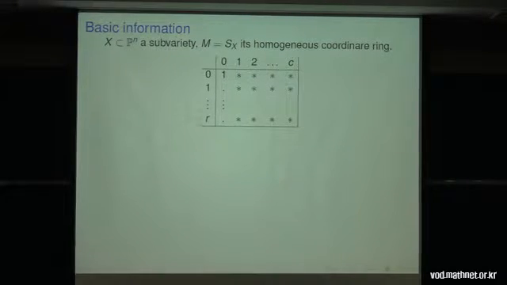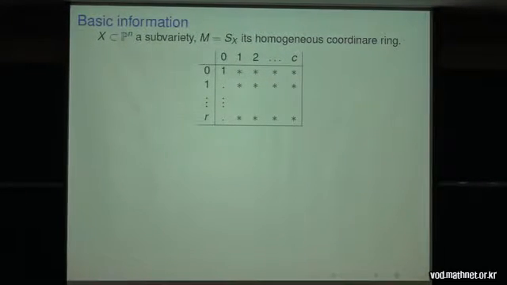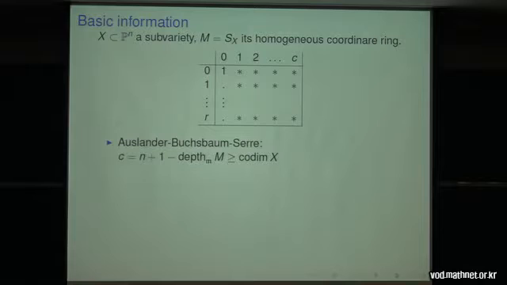The basic information which we can get, so now I specialize to the case that X is a variety and M is its homogeneous coordinate ring. Then of course it's generated by one element, the quotient of S. So there's one generator here. And the non-zero entries maybe are in this box. So this is the length of the resolution C, and this is sort of the height of the table R.